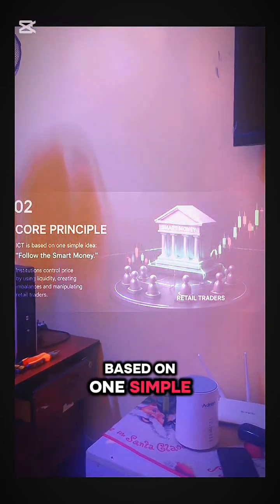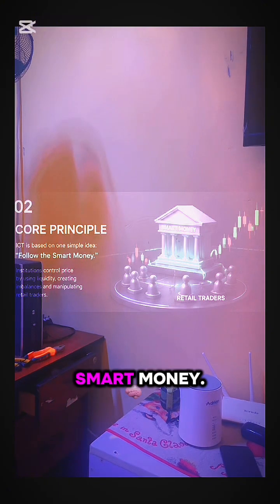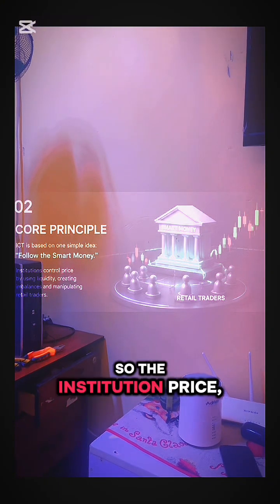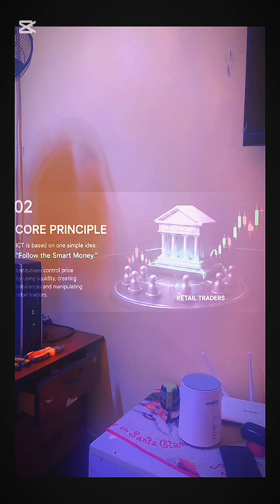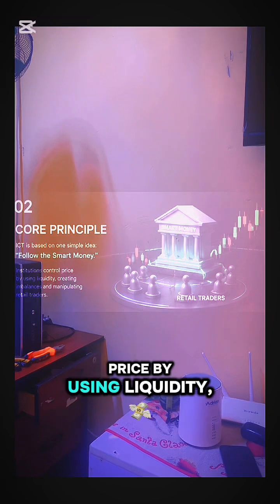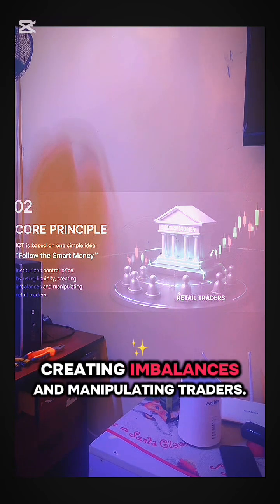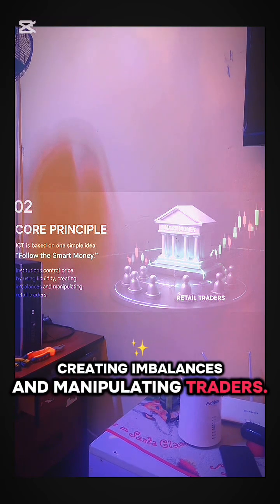ICT is based on one simple idea: we follow the smart money. The institutions control the price by using liquidity, creating imbalances, and manipulating traders.